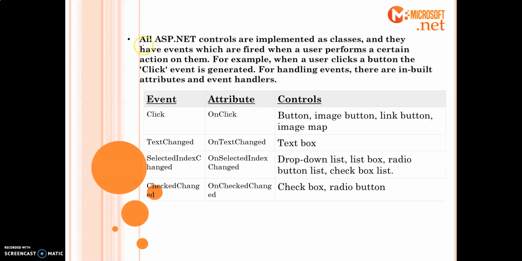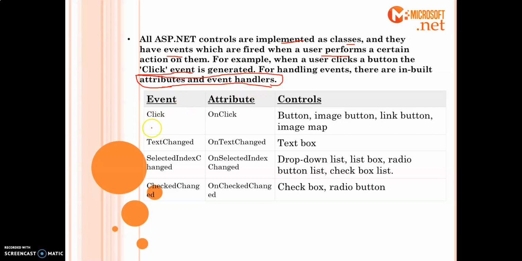All ASP.NET controls are implemented as classes, and they have events which are fired when a user performs an action. Let's say I click on the button, so a click event will be generated at that time. For handling events there are built-in attributes and built-in event handlers. So we will learn how we will work with the attributes and event handlers.